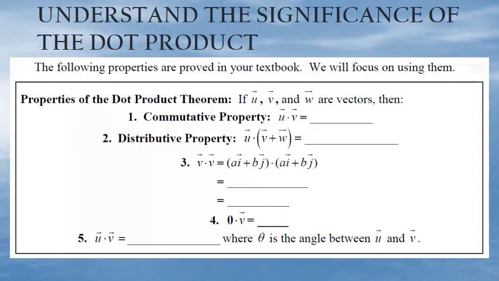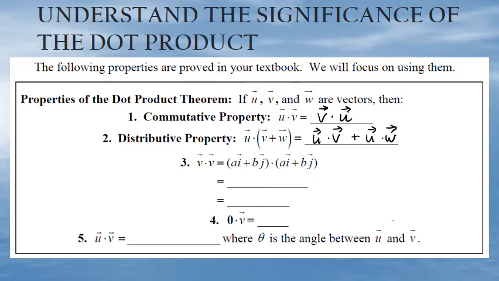Some of the properties of the dot product are proved in your textbook. For now, we will just focus on using them. We'll begin with the properties of the dot product theorem. It says if u, v, and w are vectors, then for the commutative property, we know that the dot product of u and v is the same thing as the dot product of v and u. And for the distributive property, vector u dot product with vector v plus vector w is going to be the same thing as the dot product of u and v added to the dot product of u and w.